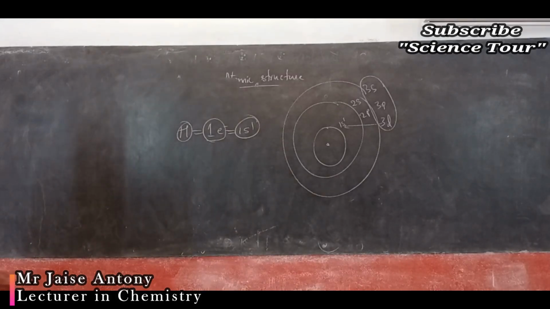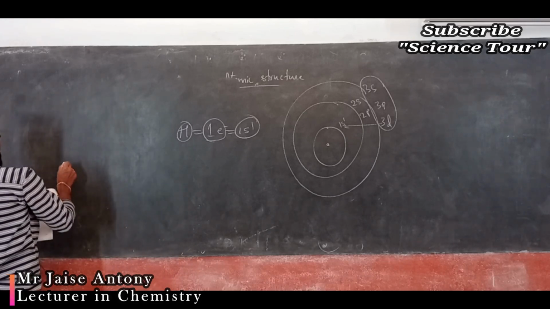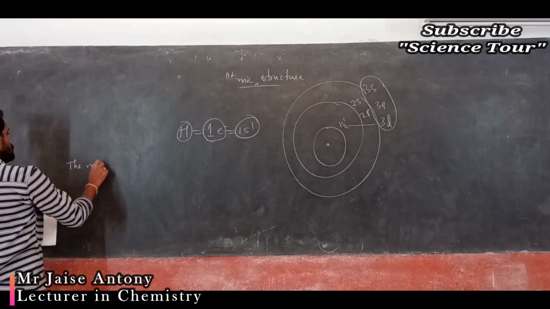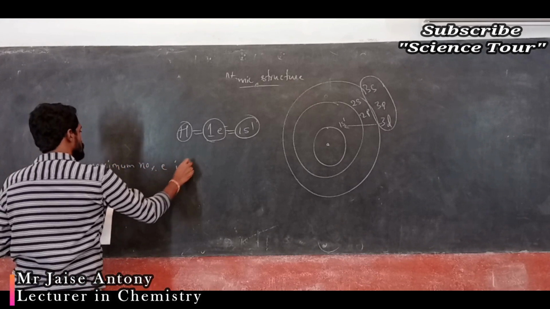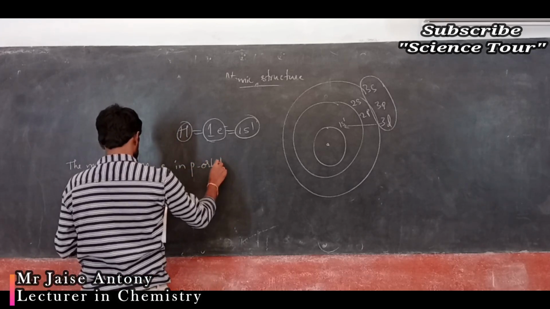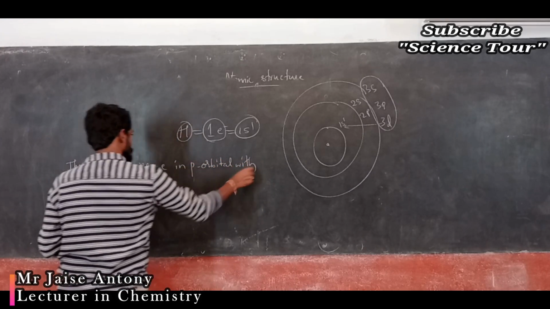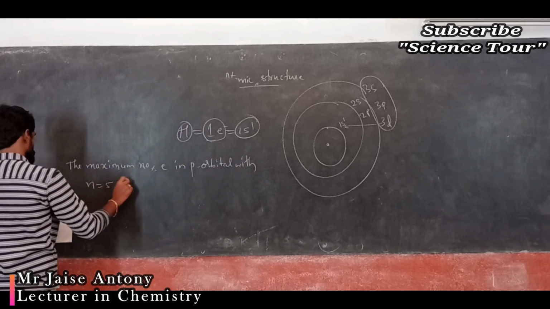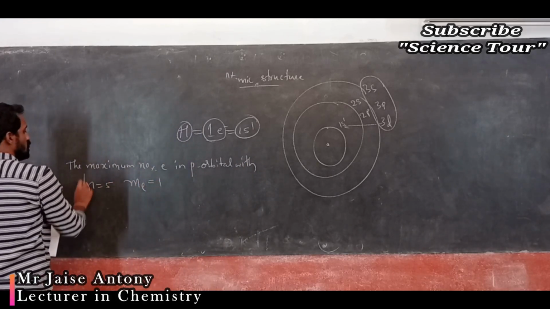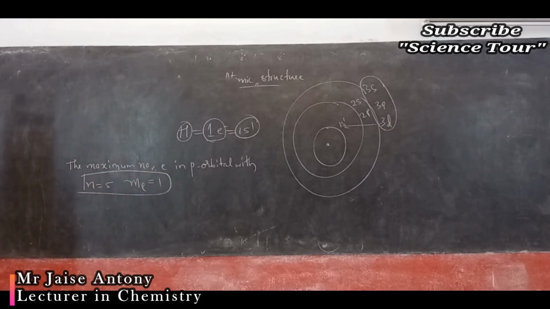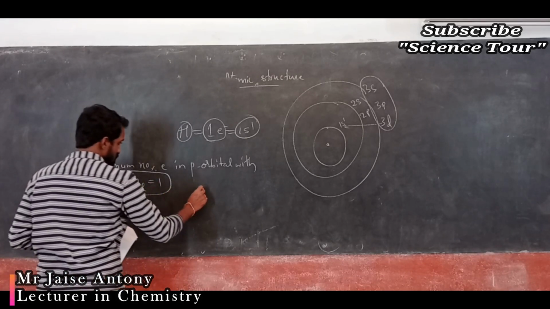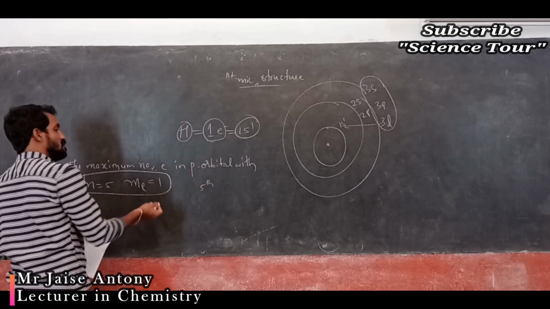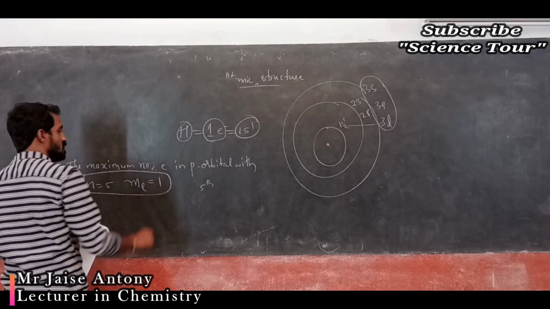My dear students, the next question is given. The maximum number of electrons in a p orbital with n equal to 5, ml equal to 1. You have to find out the maximum number of electrons, n is equal to 5, ml is equal to 1. So simply, n means the fifth energy level, and ml value may be 0, 1, 2, but here it is given.